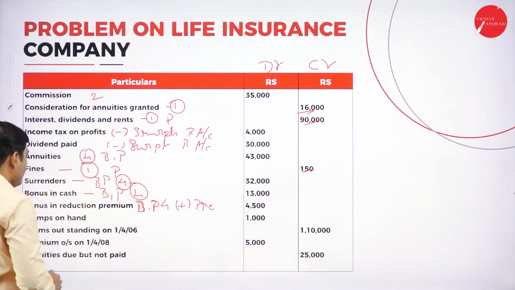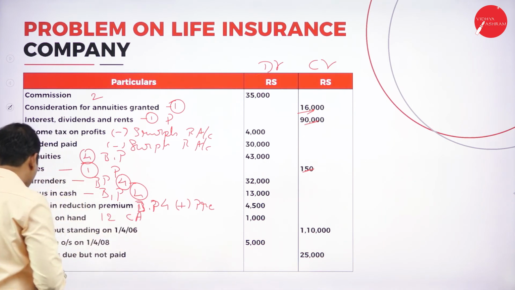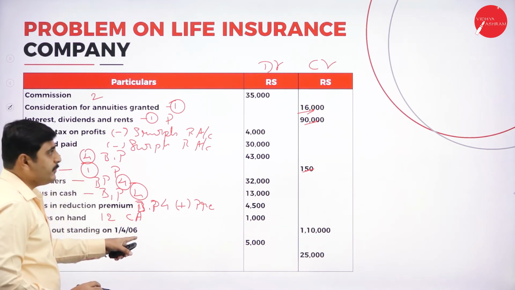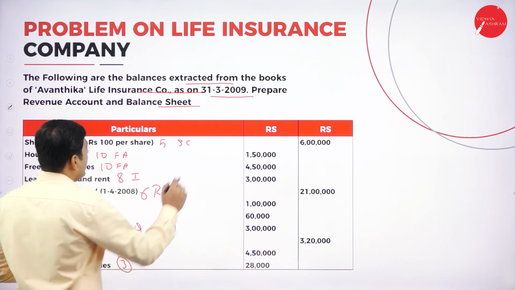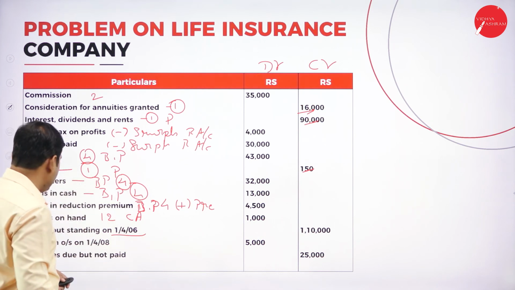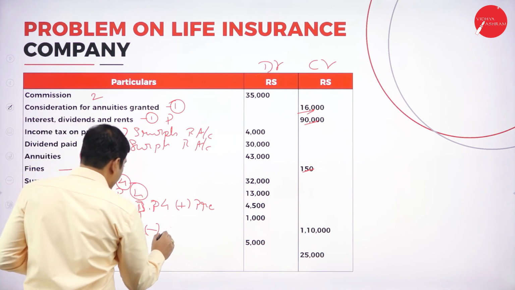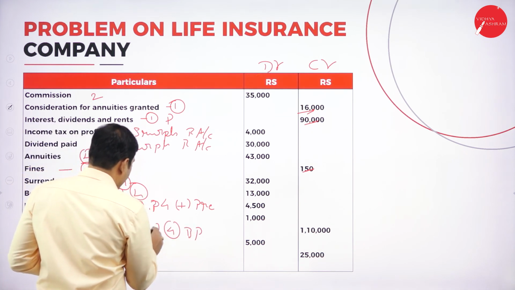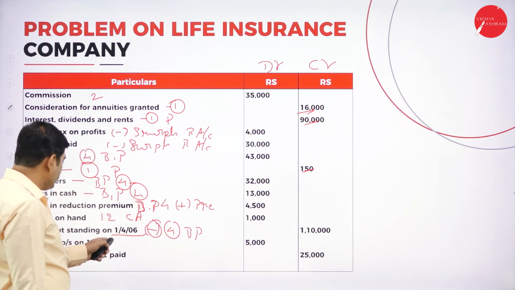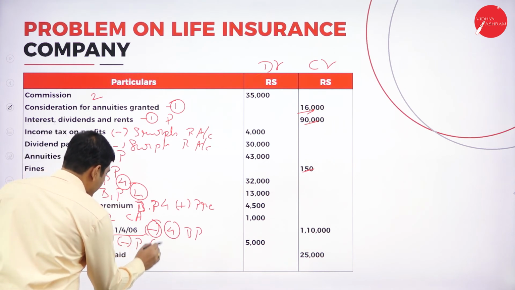Next one, stamps on hand. It is a current asset, schedule number 12, current assets. Next one, claims outstanding. Outstanding claims for which year? It is 2008, so for which year are we preparing? We are preparing for the year 2009. When it is outstanding for the previous year, any outstanding for the previous year should be deducted. So benefits paid, schedule number 4, deduct from the claims. Next one, premium outstanding. It is also for the previous year, 2008, so it is outstanding premium. Deduct from premium, schedule number 1.